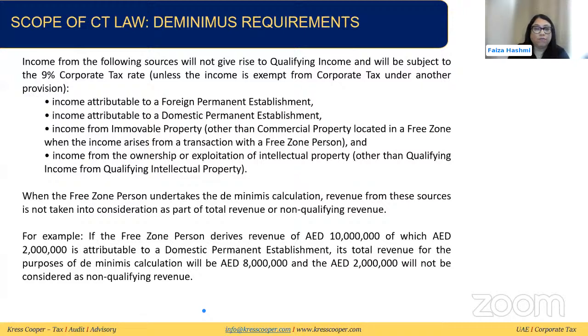So if you are earning one of these, they will not be part of this threshold of 5 million or 5% of total revenue. You can exclude them and then check. So one example: if a free zone person is deriving revenue of 10 million, of which 2 million is attributable to the domestic permanent establishment, then the total revenue for the purpose of the calculation would be 8 million, and this 2 million will not be considered. This will be taxed straight away at 9%.